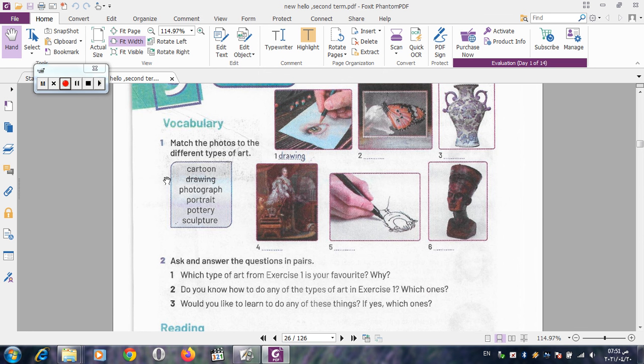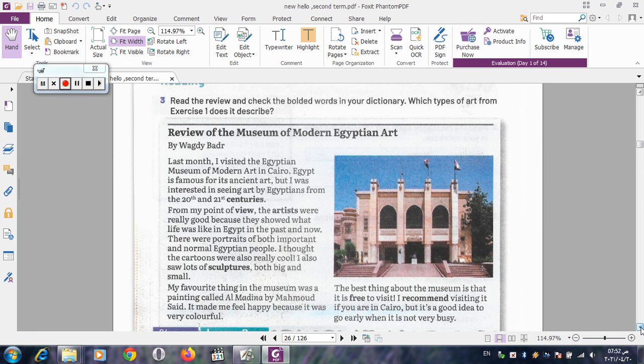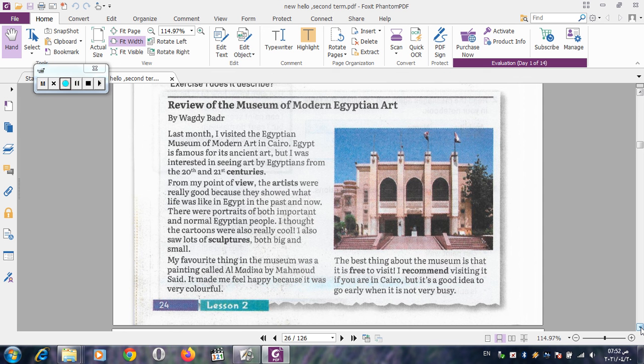So I think the words are easy, but the most important two words are pottery and sculpture. Sculpture is this one. It means a work of art that is made by carving or shaping wood, stone, or metal. After that, we have this text, review of the Museum of Modern Egyptian Art. I'll give you just 1 minute to read them quickly. Okay, so you will read them at home.